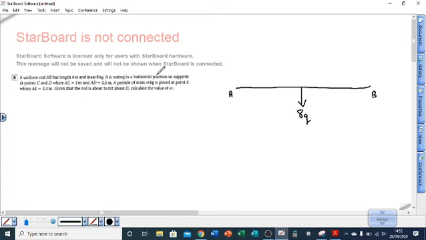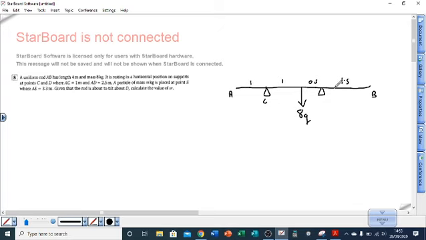It rests in a horizontal position on supports at points C and D, where AC is 1 meter. So if that's 2 meters, 1 meter is just there. That is point C, and that is 1 meter and 1 meter. And AD, A to D, is 2.5, so it is just there, and that is 0.5, which leaves this as 1.5.